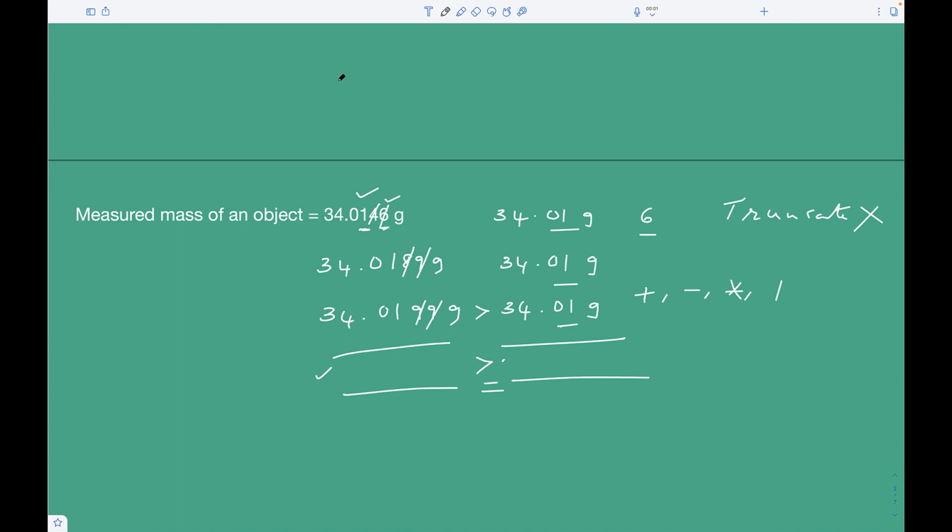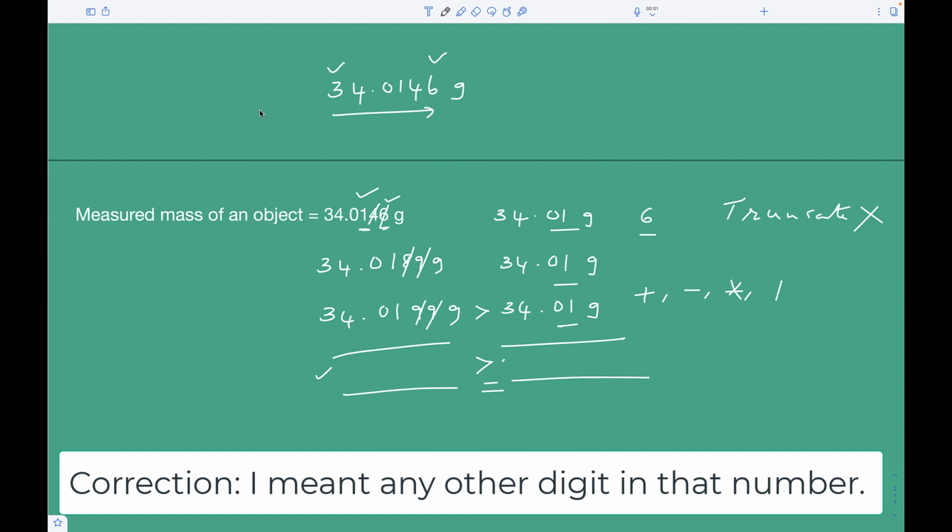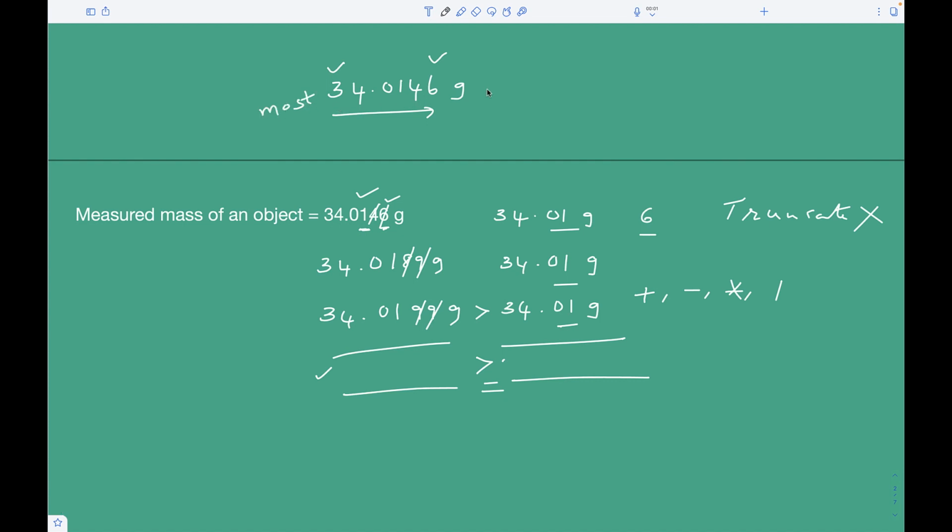Let us consider this measurement again, that is 34.0146 grams. In any measurement, significant figures are counted from left to right. So in this example, this is the first significant digit and this is the last significant digit. And because the first significant digit has a higher place value than any other digits in that value, it is also known as the most significant digit, and obviously this becomes the least significant digit.